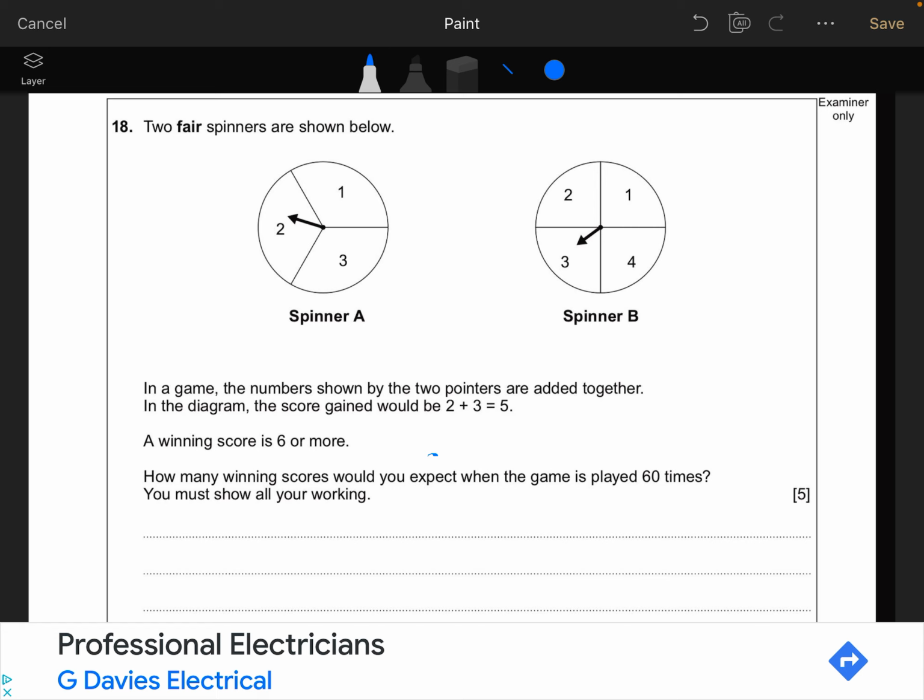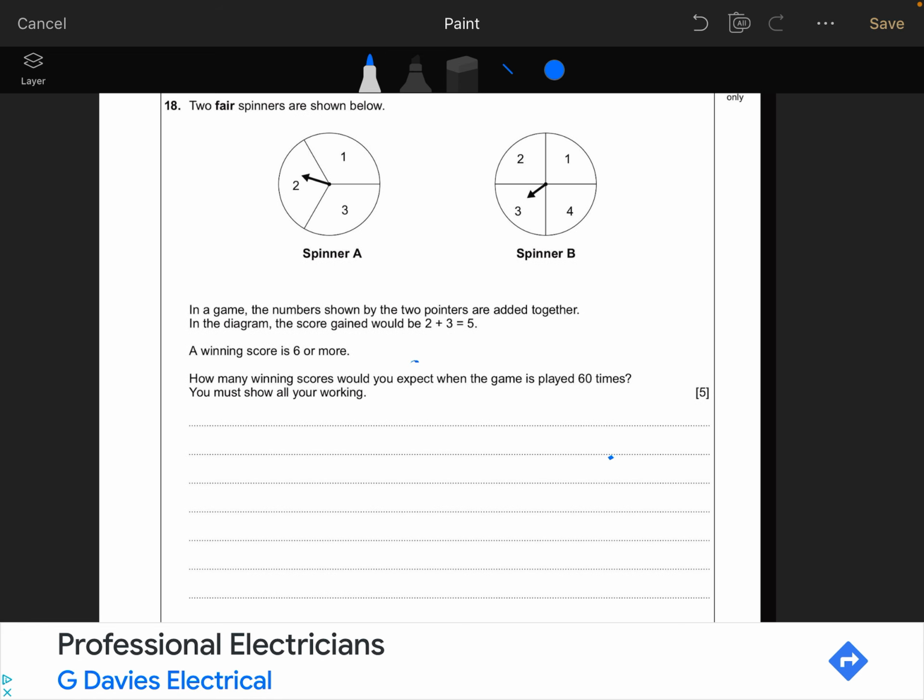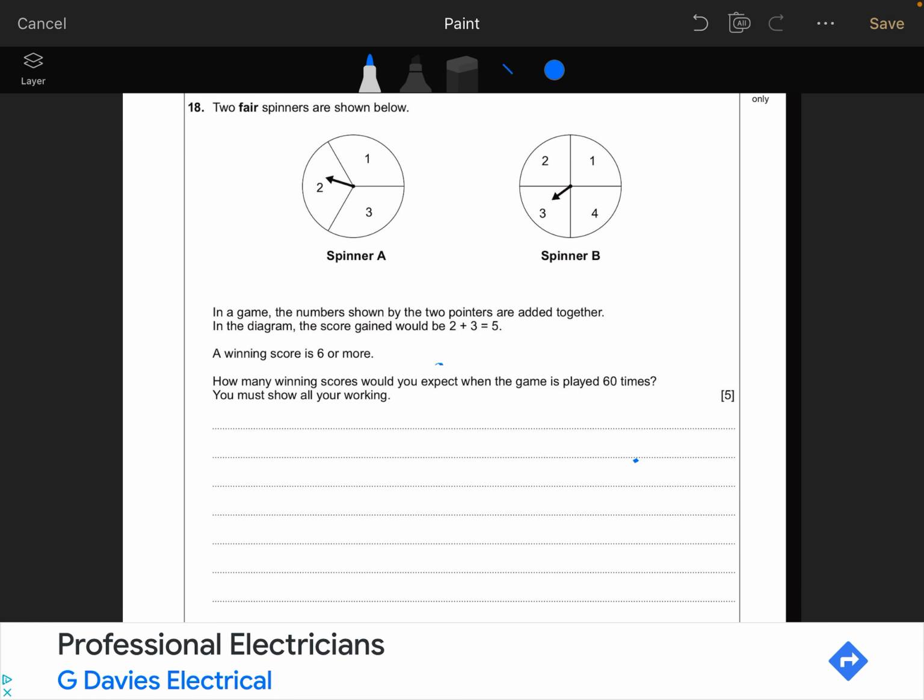60 times? Okay. Well, we need to think about how we're going to combine these, because what we've got here is 2 spinners and the totals that we're interested in. So probably I'm going to have to make a bit of space there. So we've got a spinner A and a spinner B. We probably want a sample space diagram here. How many winning scores would you expect when the game is played 60 times?